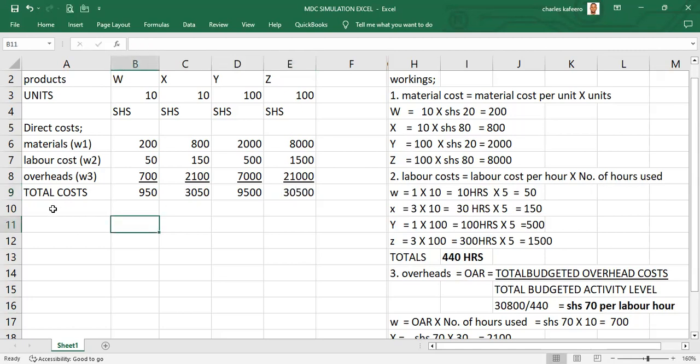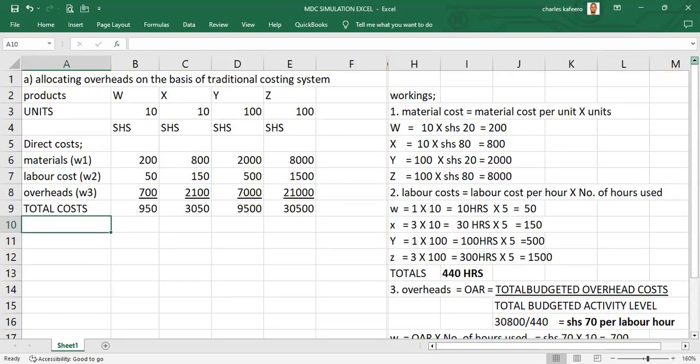But the question wanted us to allocate the overheads on the basis of the traditional costing. In other words, whatever we do with ABC or the traditional approach, what we are trying to look at is the cost per unit.